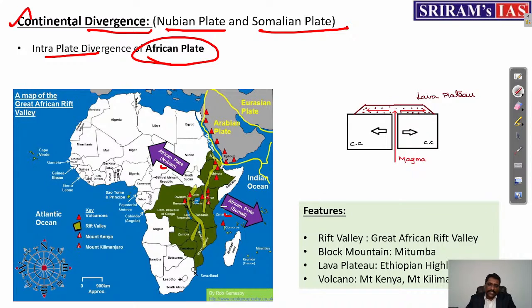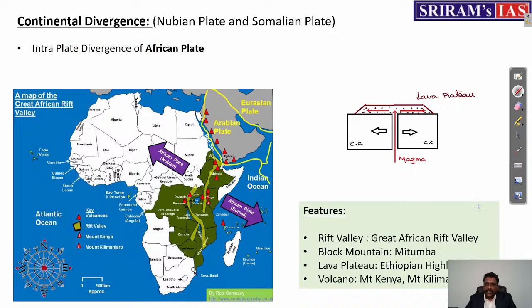And in any divergence, what is the default feature you will have? The default feature I will have is a rift valley. Do you have a rift valley here? If you ask me, obviously yes. The world's largest existing rift valley, the Great African Rift Valley. Do you have a block mountain here? Obviously yes, Mutumba. At a convergent boundary, I'll have a fold mountain. At a divergent boundary, I'll have a block mountain.